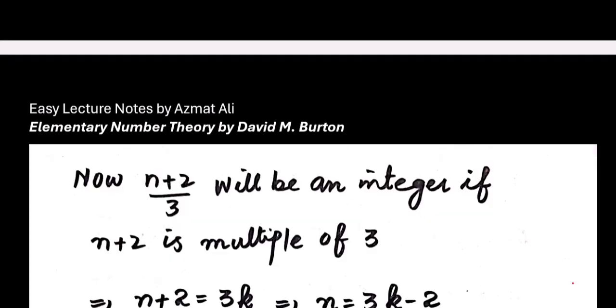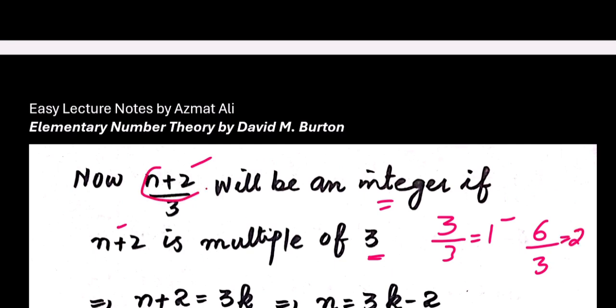So this is possible, that n plus 2 over 3 will be an integer. Clearly when 3 divides n plus 2, the answer will be an integer. So that's why I am writing here n plus 2 over 3 will be an integer if n plus 2 is a multiple of 3. For example, when numerator is 3, then 3 divides 3 and answer is 1. When the numerator is 6, again your answer is 2. So in all cases, when your numerator is a multiple of 3, then the numerator is divisible by 3. So in short, n plus 2 should be a multiple of 3.